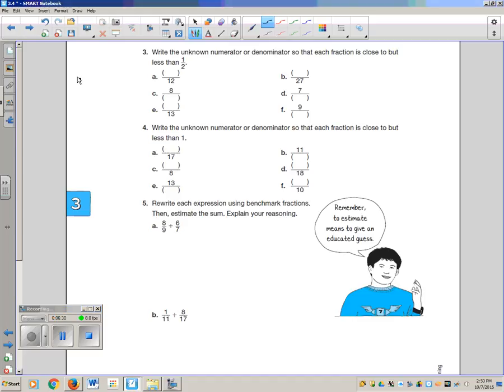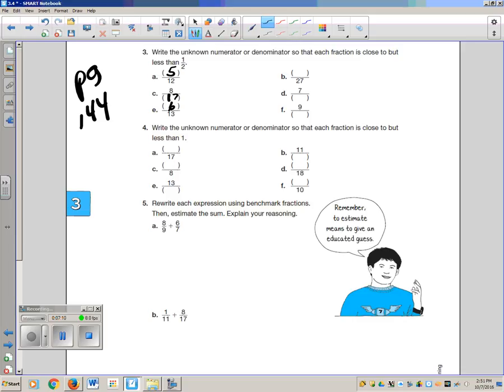All right, on page 144, we're going to write the unknown numerator or denominator so that each fraction is close to but less than a half. If I have twelfths, if I write 6, that's a half, so we want less, so I'm going to write 5. 8 sixteenths, which should give us more room, they don't. 8 sixteenths would be a half, so I want it a little bit less, so I'm going to do 17ths. E, 7 thirteenths would be more than a half. 6 thirteenths is less than a half.